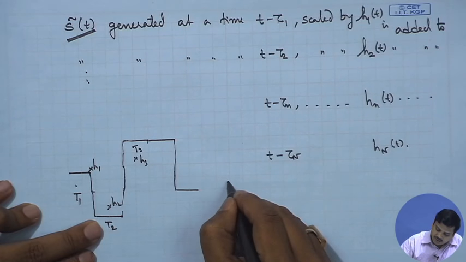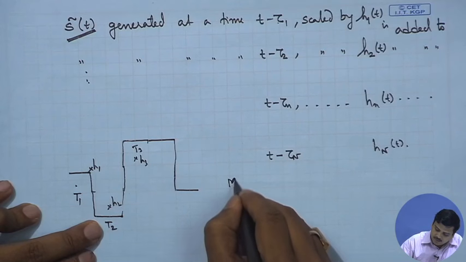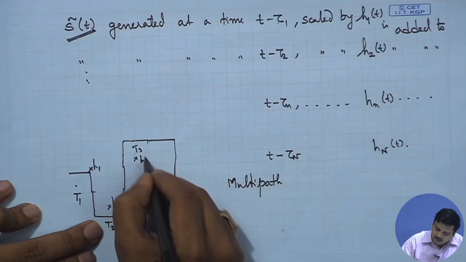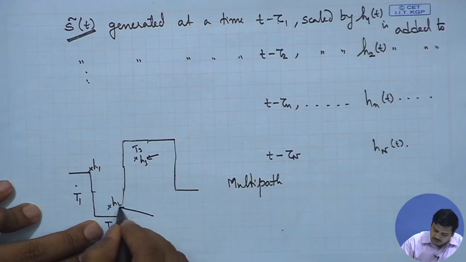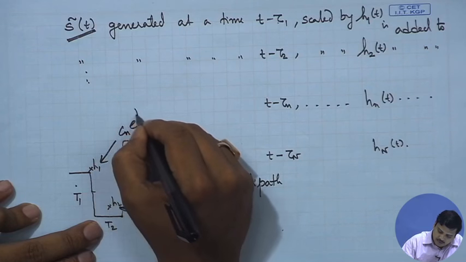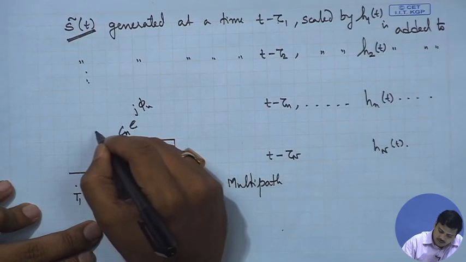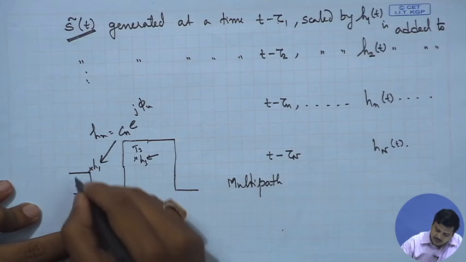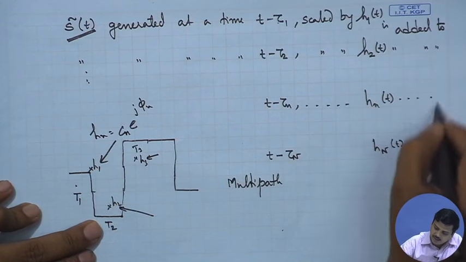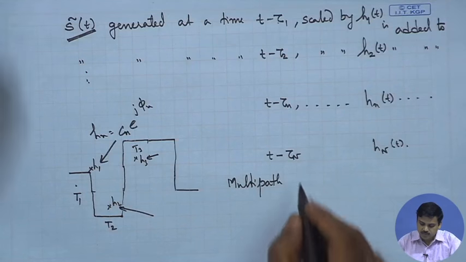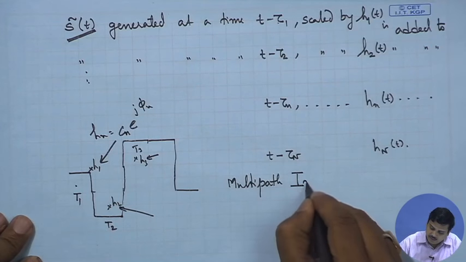So, clearly the received signal has multipath. These are due to the paths, because they are equal to c n e to the power of j phi n h n, this we have already said, multipath, and since they are all getting added, as we see in this expression, they are all getting added, they are getting mixed up, we use the term multipath interference.